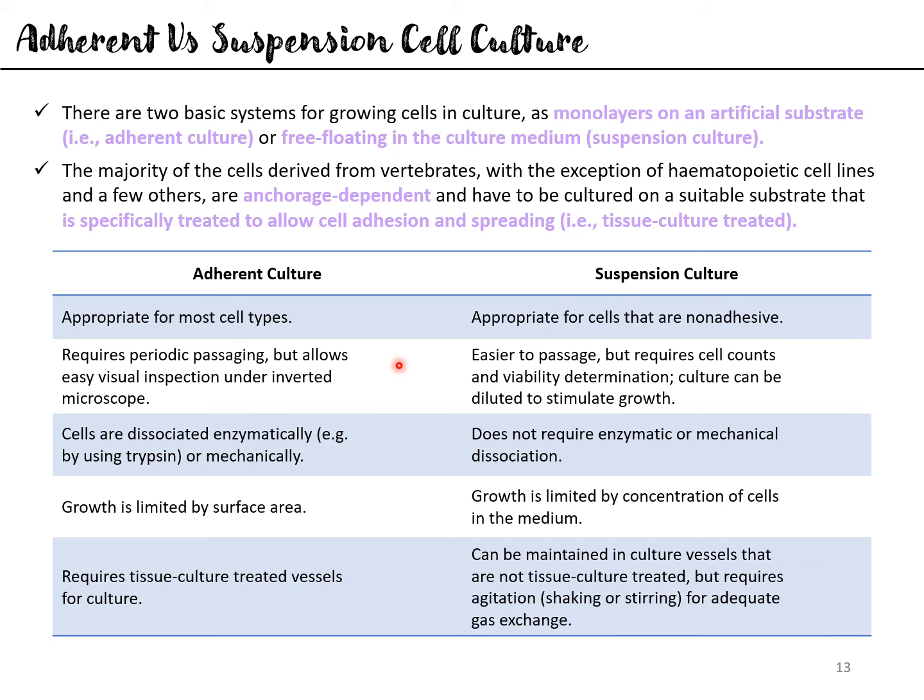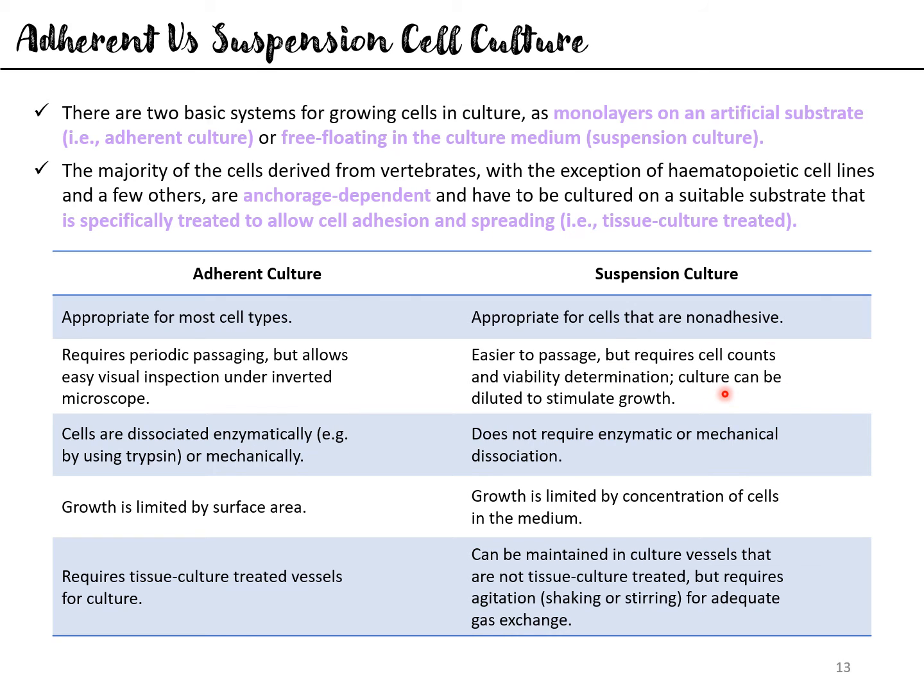In contrast, for suspension cell cultures, it is easier to passage because no trypsinization is involved. You simply count the cells and supplement them with fresh media or you dilute them in fresh media. But it requires cell counts and viability determination. In suspension culture, typically you would go for viability determination by trypan blue staining, which you would generally not do so commonly for adherent cultures. And it requires cell counting.